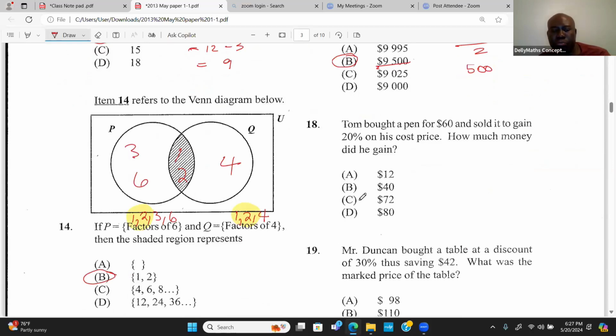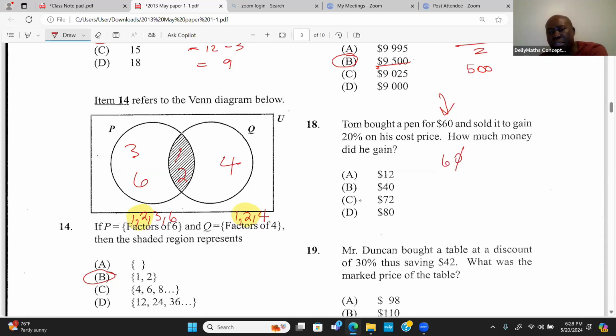You will be fine. All right, number 18 says Tom bought a pen for $60 and sold it to gain 20% on his cost. So Tom bought a pen for 60 and sold it to gain 20%. How much did he gain? You hear what they ask? How much money did he gain? They're not asking you for the selling price. How much you gain? What is 20%?